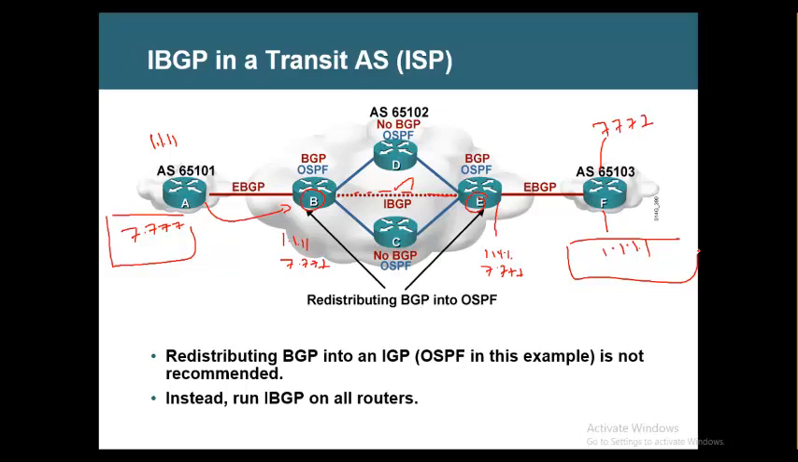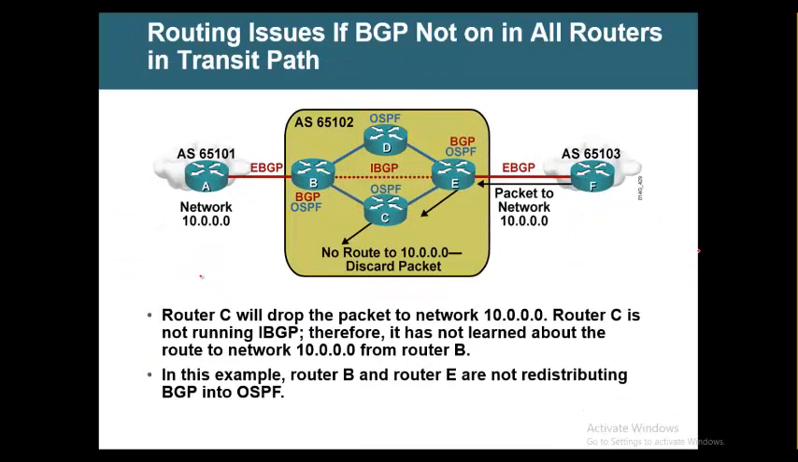But when you try pinging this network, the packet will go up to here, but C and D don't have any information about the 10 network. Why? Because there is no BGP running. Who is advertising this network? Is it OSPF? No, BGP.